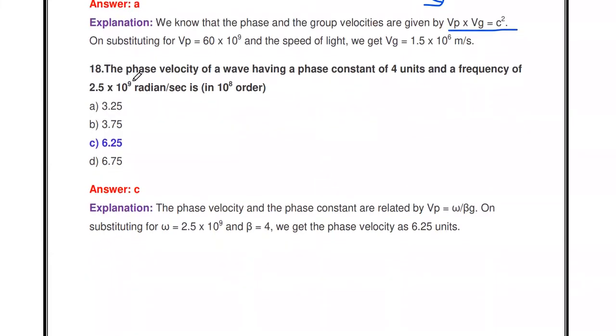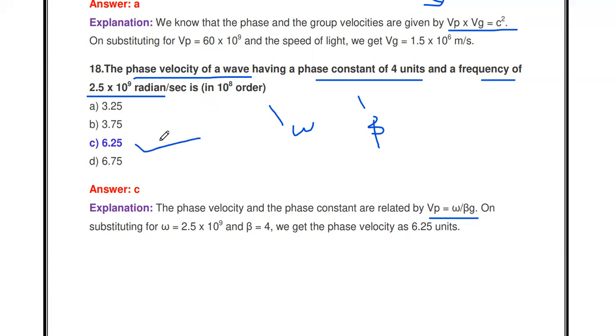The next thing, the phase velocity of a wave having the phase constant 4 unit, frequency is 2.5 into 10 to the power 9 radians per second is dash. Okay, so here phase constant beta g is given and the radian frequency is given. So the question is phase velocity. Already you know the relation, the phase velocity equal to omega divided by beta g. So you substitute omega value as 2.5 into 10 to the power 9 divided by beta g is 4. If you are calculating, we will get the answer is 6.25.